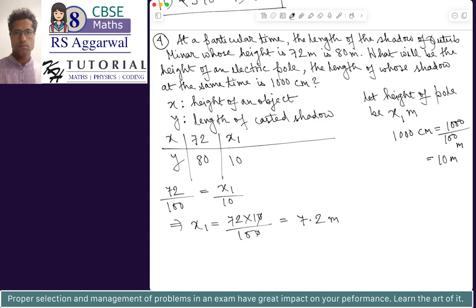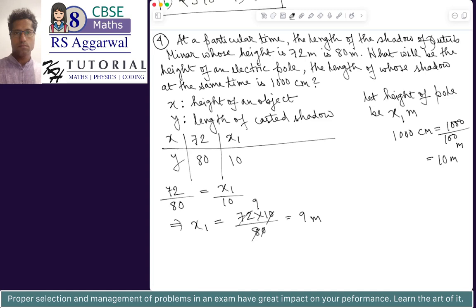Oh, I'm sorry. This is not 100. This is 80. Okay. So we have x1 is equal to 72 multiplied by 10 divided by 80. So 0 cancels and 8 cancels, 72 with 9. So this is 9 meter. So the height of the electric pole is 9 meter.